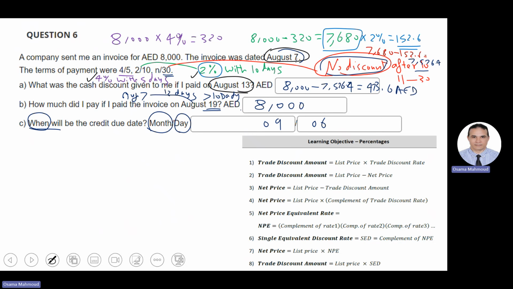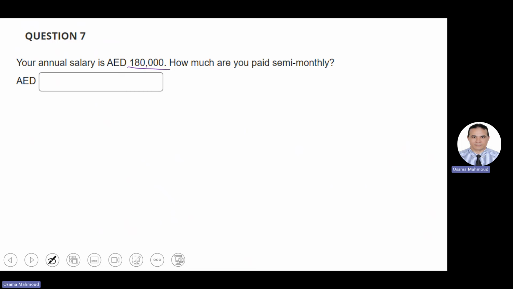Do you have any formula here? Yes, because you use the net price two times. Number 7: you have to know what semi-monthly means. Semi-monthly means two times per month. But he's asking about annual. Annual means yearly, by year, right? So two times a month, and you have 12 months, so you will pay 24 times, right? So you divide this one by 24 because you will get paid twice.